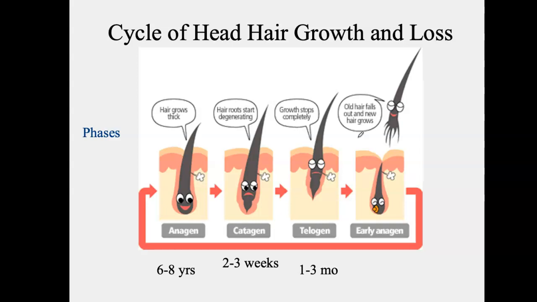There is a cycle that we have of head hair growth and loss, and it goes in phases of years. So you have a phase where your hair just is growing and it's doing well and it stays in here and it'll stay 6 to 8 years. Hard to think of that some of that hair that you've still had from 6 years ago, right? And then it'll go through a particular hair, right?